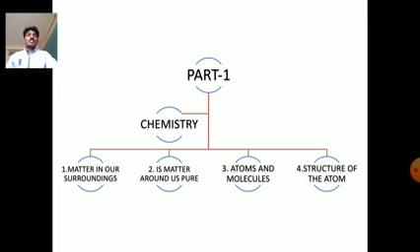The third major topic is atoms and molecules. In this chapter, we learn what atoms are and what molecules are. Next, the laws of chemical combination. Next is what an atom is, the law of constant proportions, and the properties. And the fourth chapter is the structure of the atom, how the structures are formed.